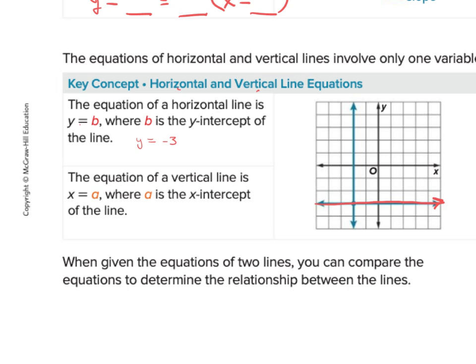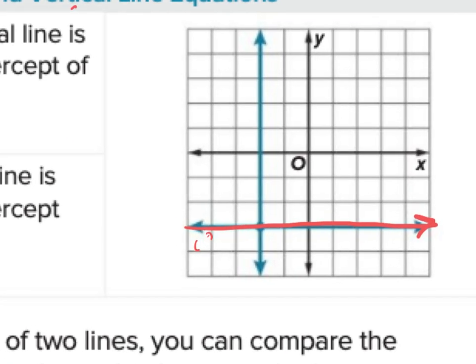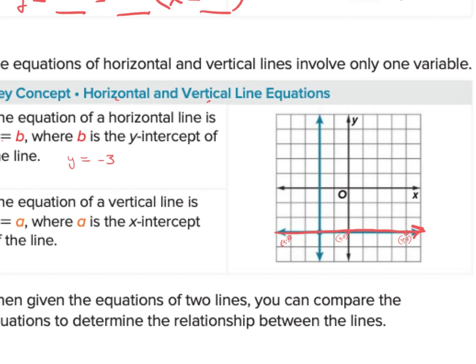So for example, this point right here, that point right there is going to be -4, -3. Over here, that is 0, -3. Over here, guess what that is? That is 4, -3. My y values are never changing, so that's why we say y equals -3.